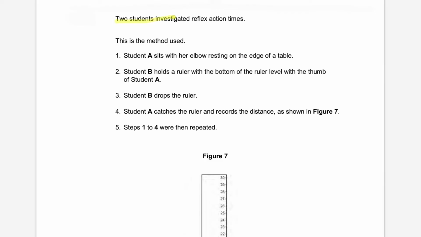Two students investigated reflex action times. This is the method used. Student A sits with their elbow resting on the edge of the table. Student B holds a ruler with the bottom of the ruler level with the thumb of student A. Student B drops the ruler. Student A catches the ruler and records the distance as shown in figure 7. Steps 1 to 4 were then repeated.